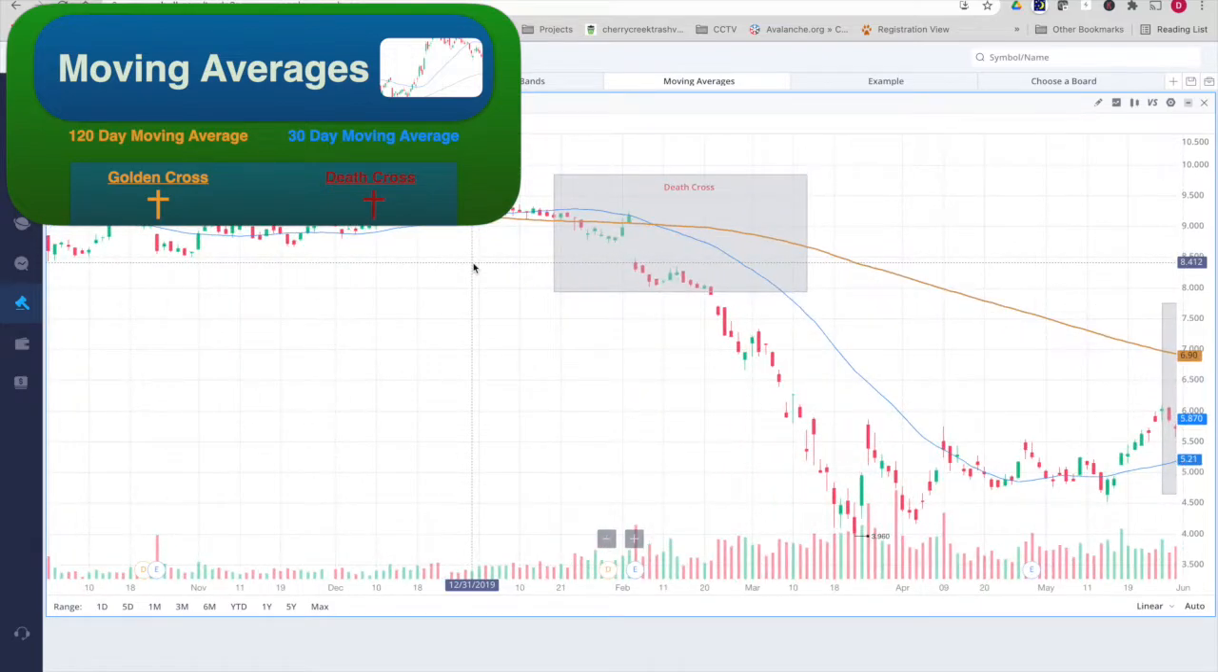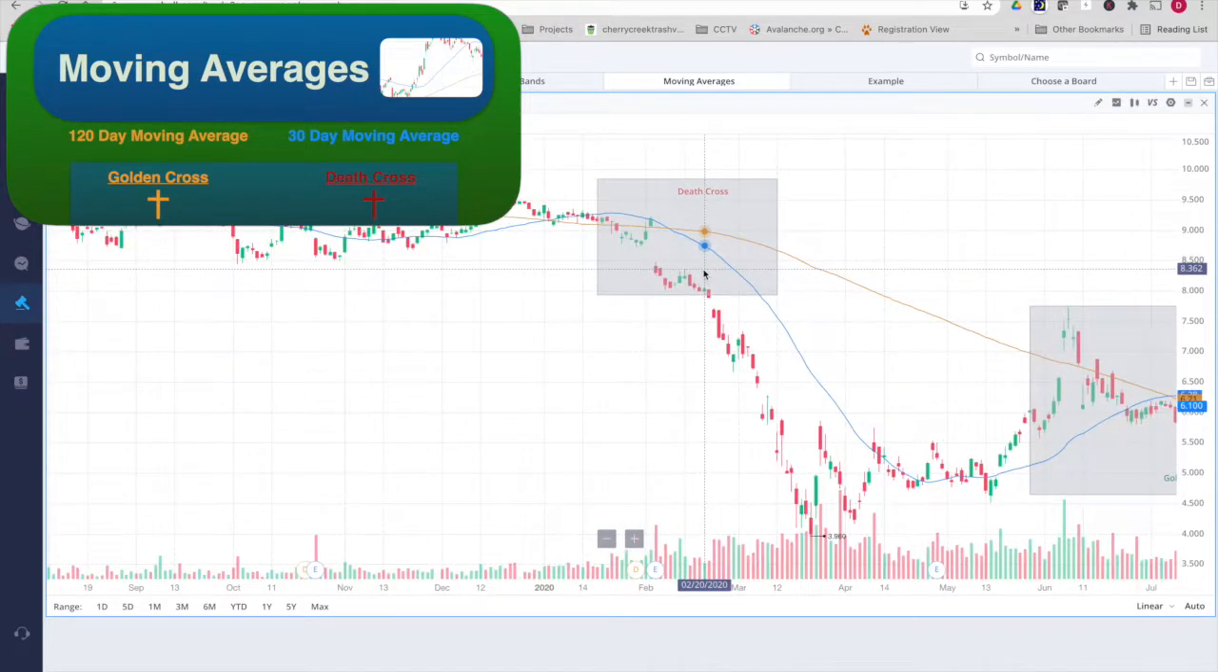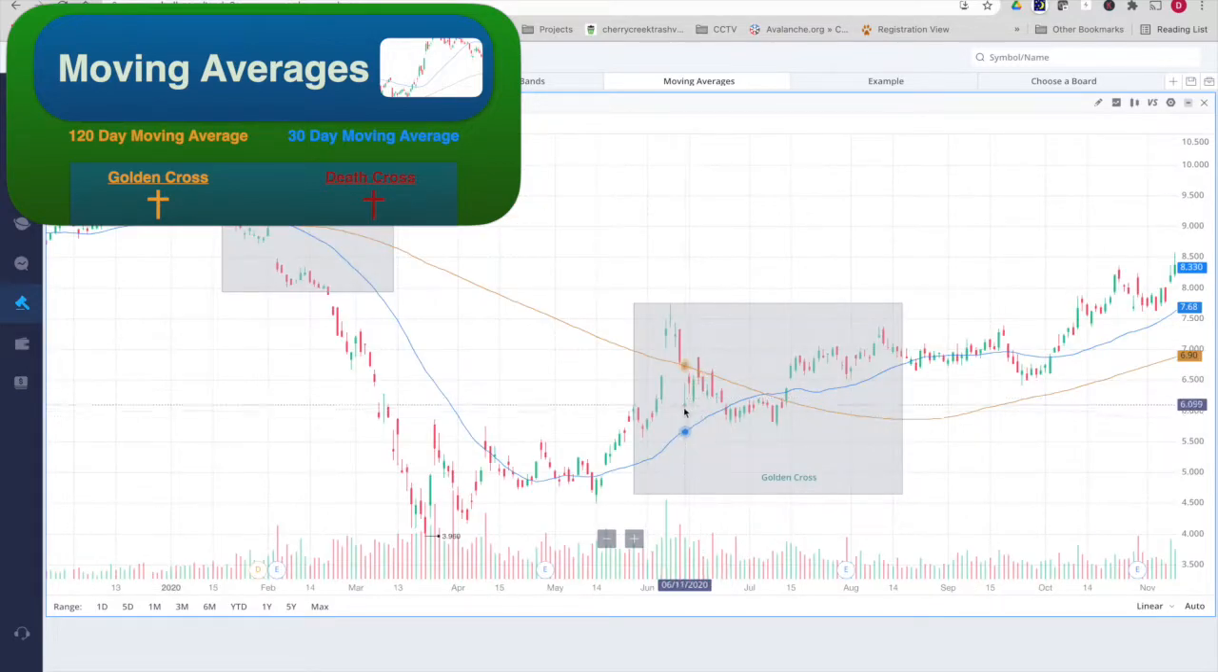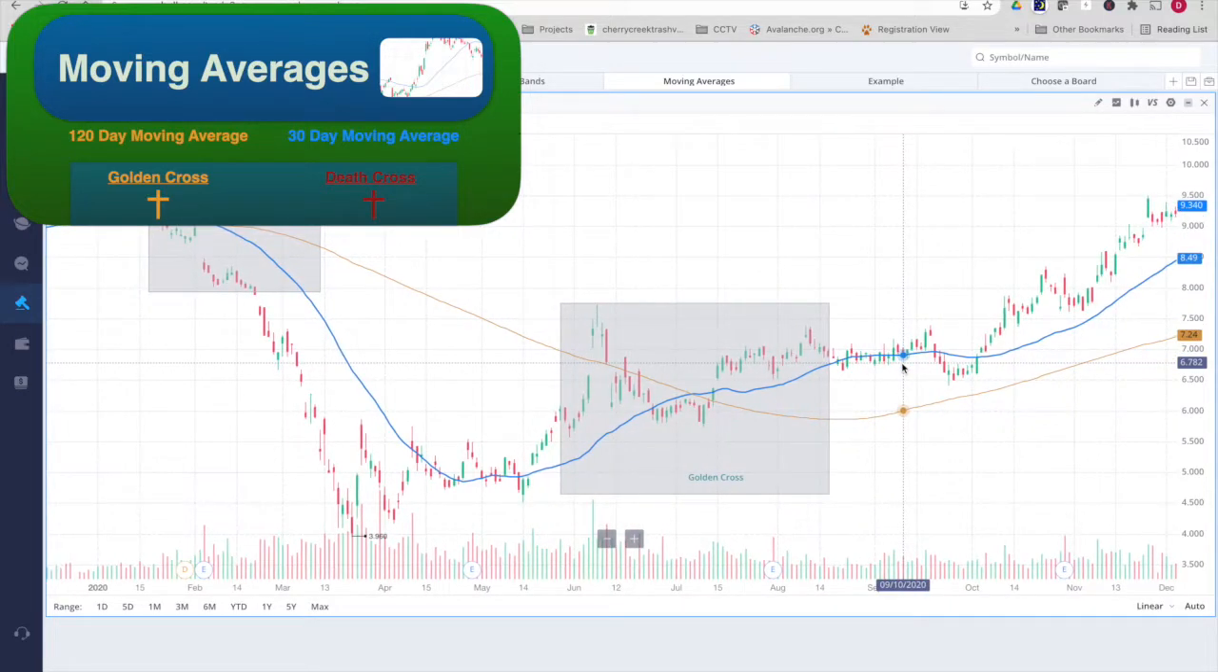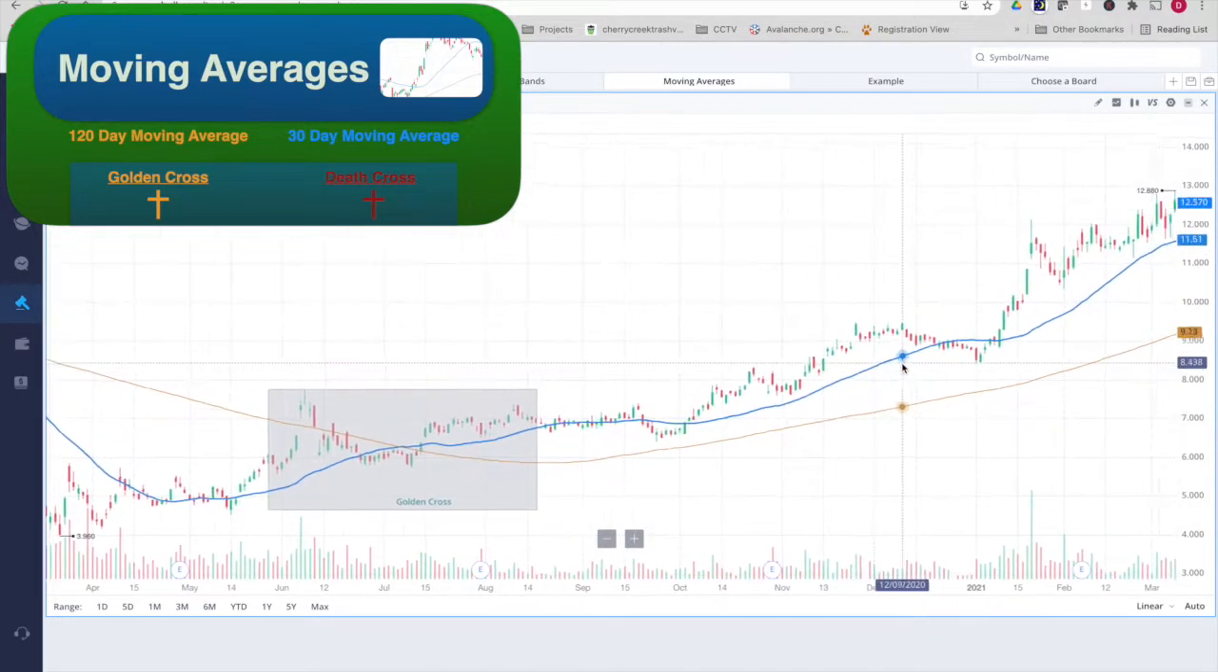So what we see right here is a case where the 30-day moving average descends below the 120-day moving average. When this happens, the stock may be entering a prolonged downward decline, and this is known as the death cross. When we come over and see the opposite is true, the 30-day moving average is crossing the 120-day moving average, and it is surpassing it from down to up. In this case, we call it a golden cross. This is usually followed by a prolonged period of upward trend, and we see that here in this example.